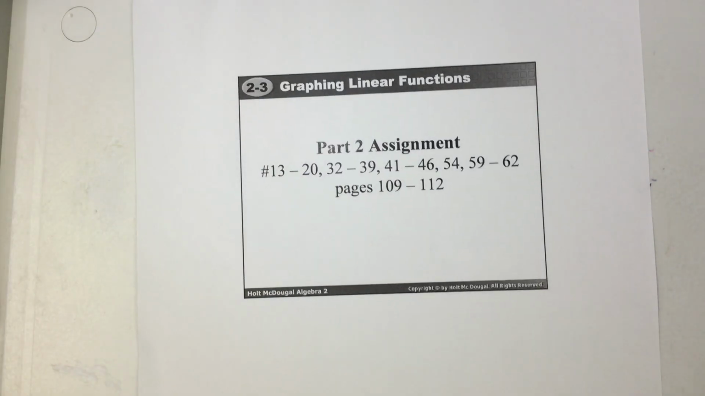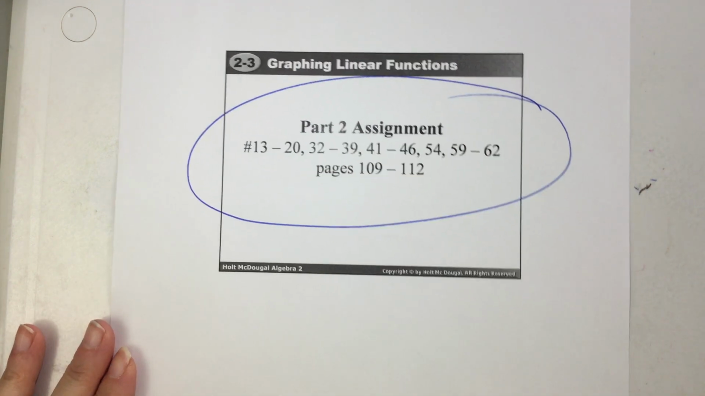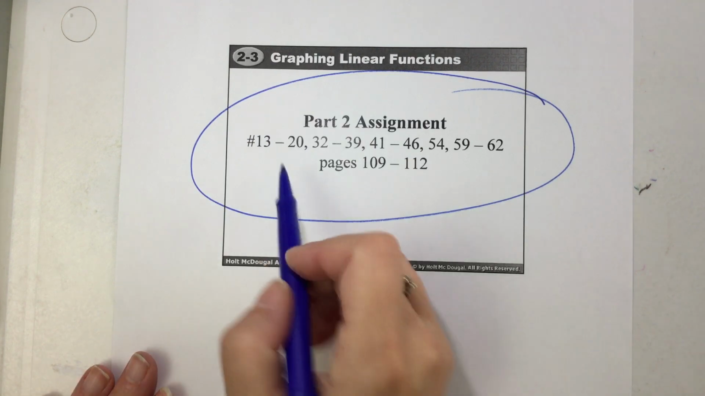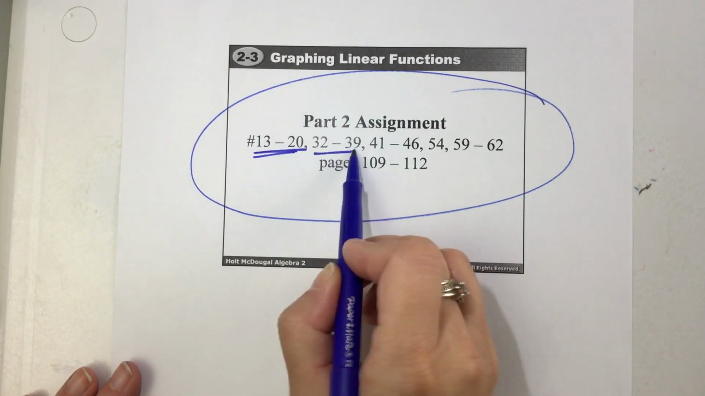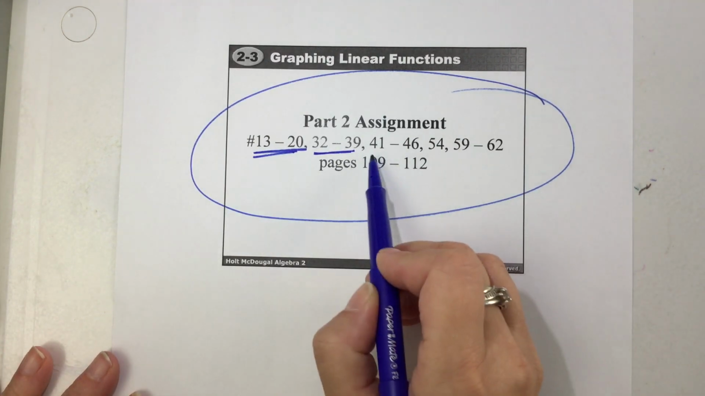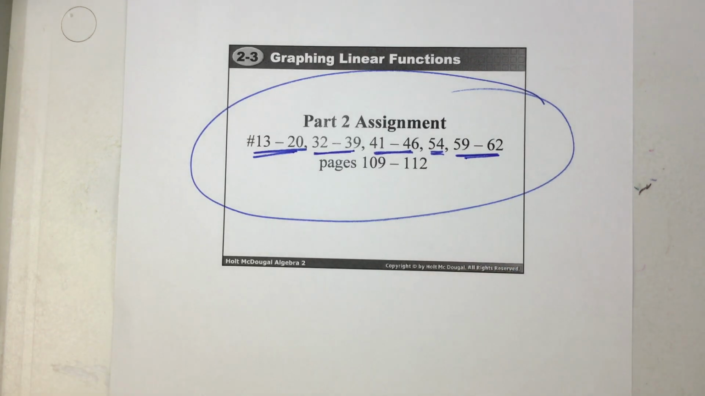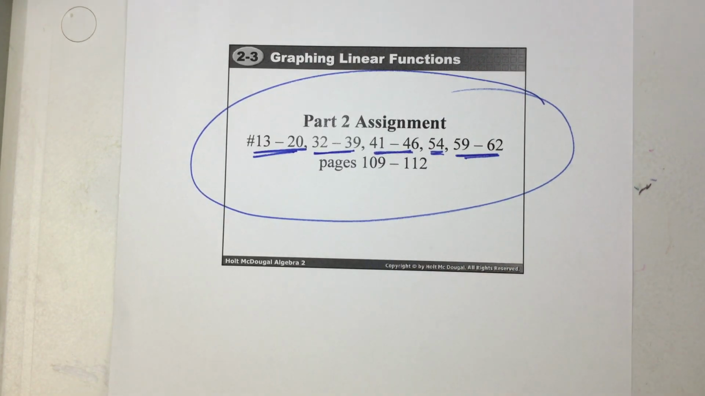You do have a book assignment for the day. Notice it kind of skips around a lot. I did not want to give you a crazy amount of questions, just enough to make sure that you really understand. So you will start at 13 and go 13 to 20. Then you can go ahead and jump up to 32 to 39, 41 to 46, then 54, 59 to 62. You can find those questions in your textbook on pages 109 to 112.